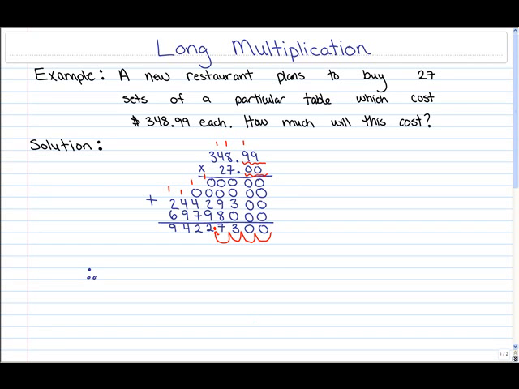Therefore, our final answer is that this new restaurant will spend $9,422.73 when they purchase the 27 tables.